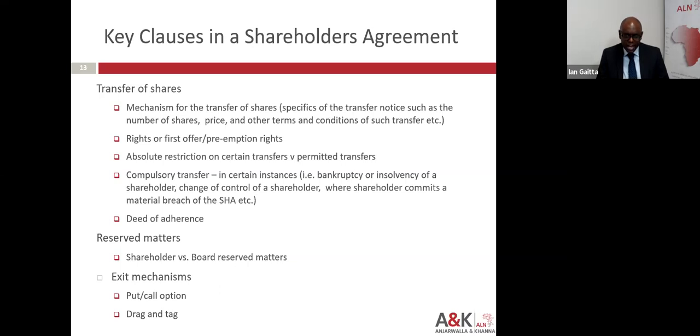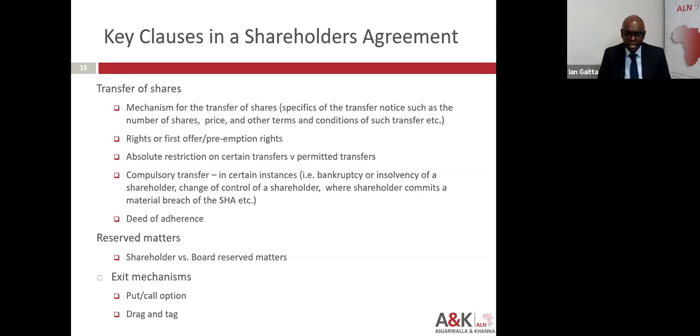And then again, depending on the strength of your shareholding, you may also want to have the ability to force the other shareholders or require them to sell at the same time that you're exiting. And that is essentially the concept of a drag or a drag along right, as it's typically known.